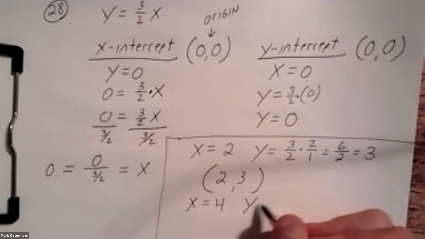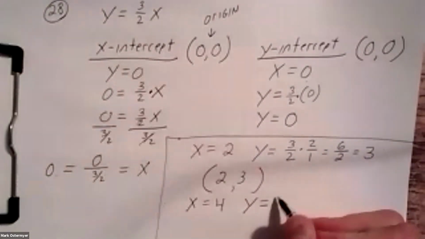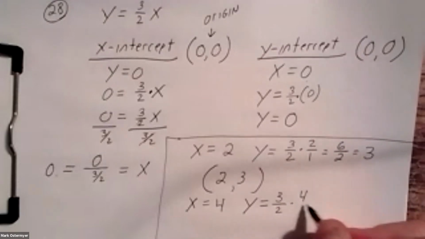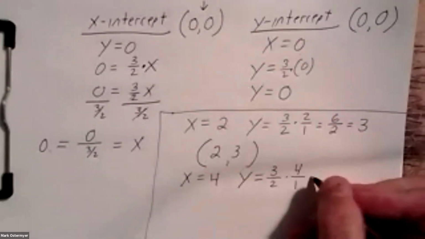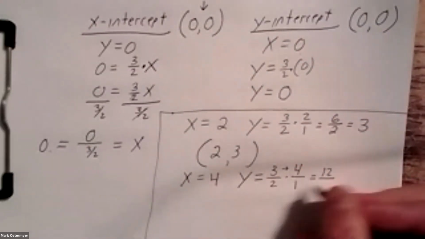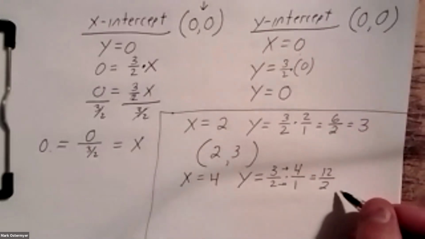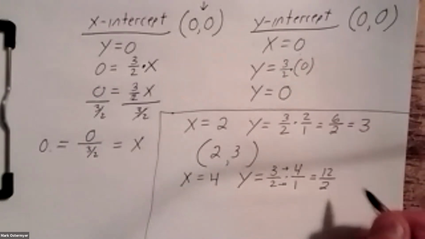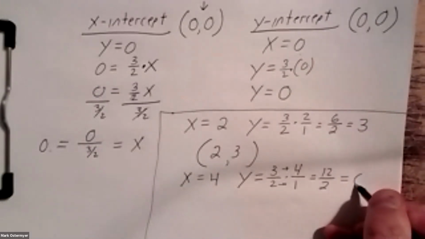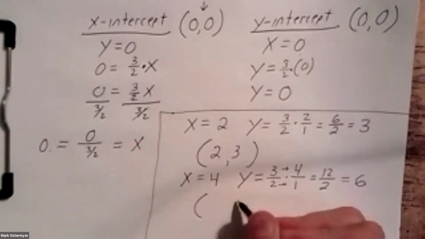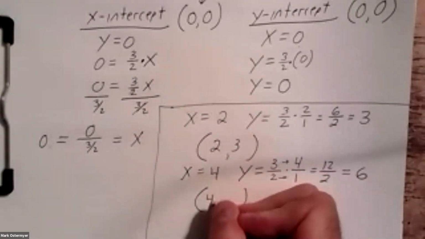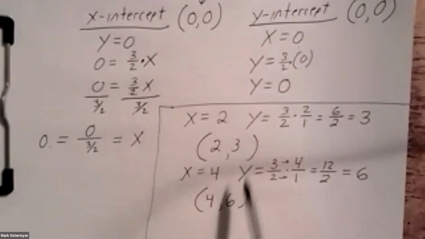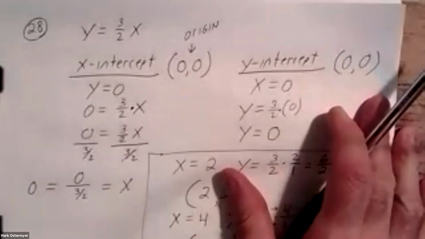If x is 4, y would be equal to 3 halves times 4, or 3 halves times 4 over 1. You can always put any number over 1. It's still the same number. 3 times 4 is 12, and that sits over 2 times 1, which is 2. But what does 12 halves reduce down to? 6. So what's another ordered pair or point that I've generated for this equation? 4, 6. Now we're in business because we have 3 unique points, ladies and gentlemen. That should be enough to graph y equals 3 halves x, okay?